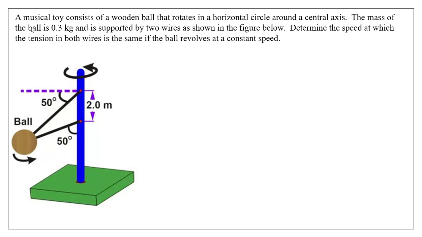Alright, so here we have a musical toy consisting of a wooden ball that rotates in a horizontal circle around its central axis. It says the mass of the ball is 0.3 and it is supported by two wires. It says determine the speed at which the tension in both wires is the same if the ball revolves at a constant speed.